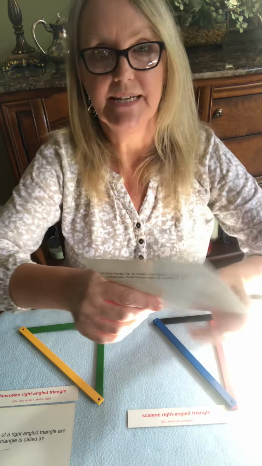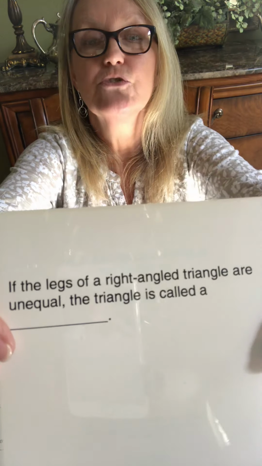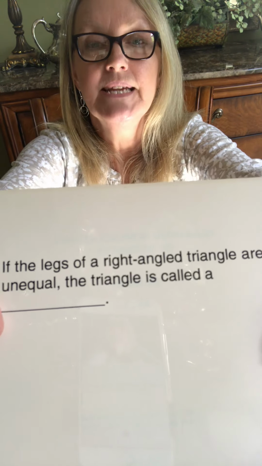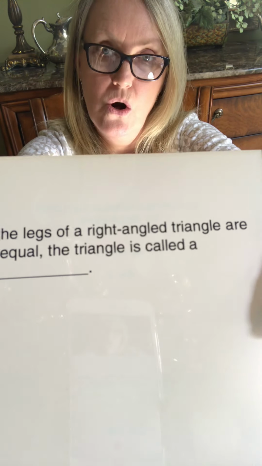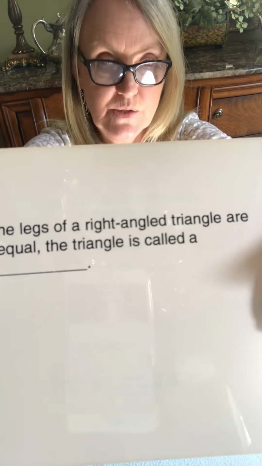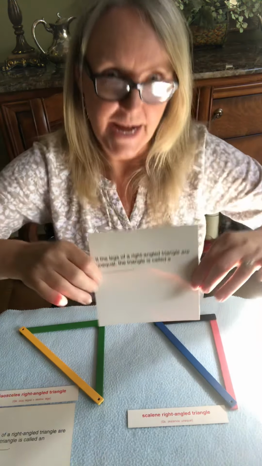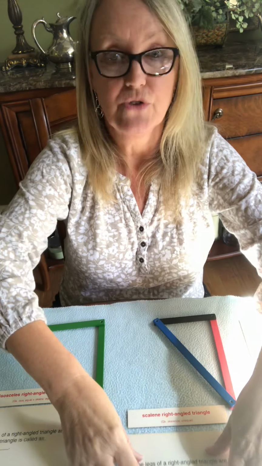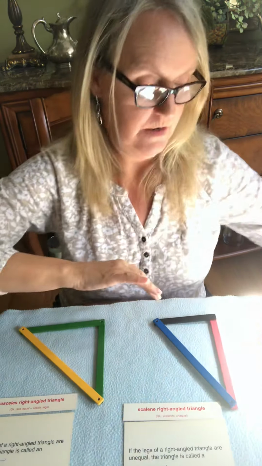And this one says, if the legs of a right-angled triangle are unequal, the triangle is called, and remember the Greek skalenos, which means unequal. It's a scalene right-angled triangle. So I've matched up my definitions with my triangles.